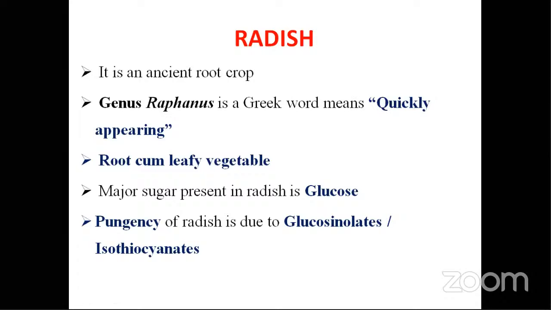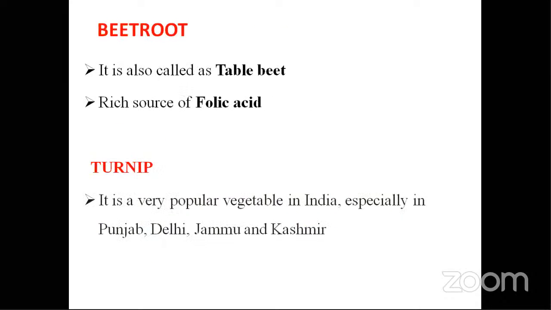So it's a root cum leafy vegetable, with the major sugar being glucose. You can remember, glucose powder is generally white in color, so radish has glucose as sugar, whereas carrot has sucrose. And the pungency is due to glucosinolates or isothiocyanates, because it is a close relative of other Brassicaceae members, so it contains the pungency compounds glucosinolates and isothiocyanates.